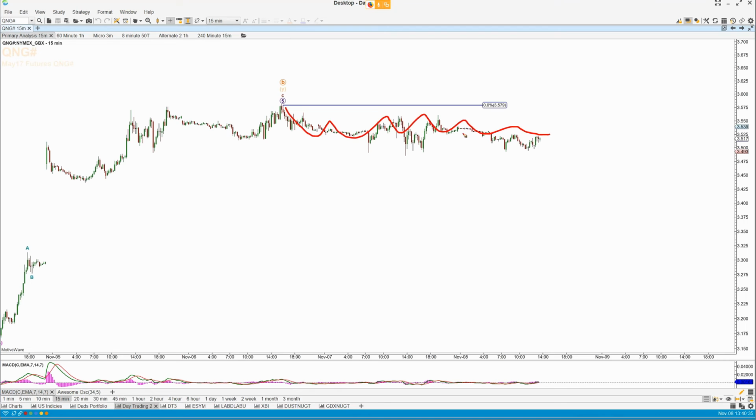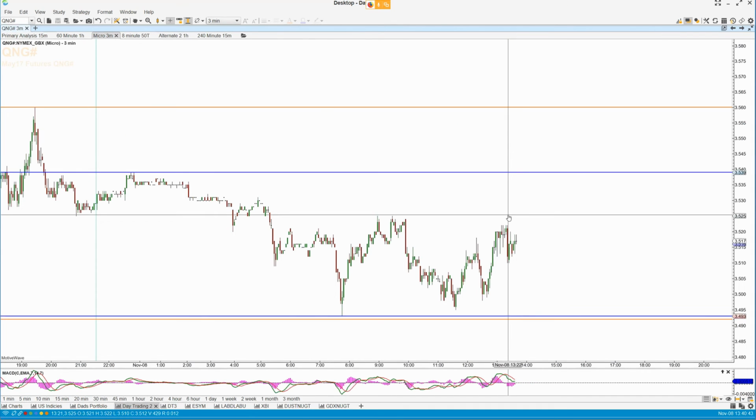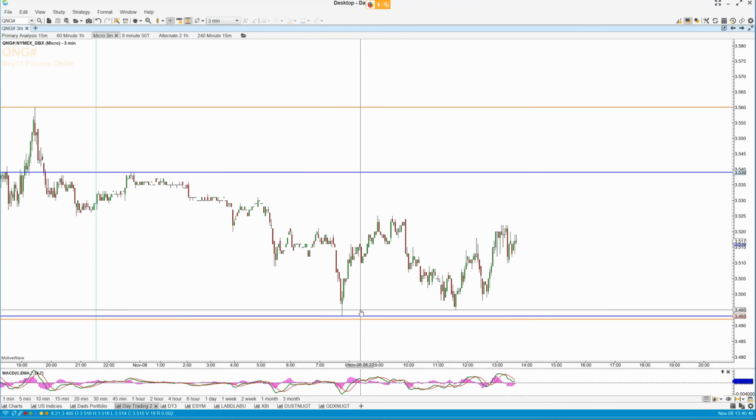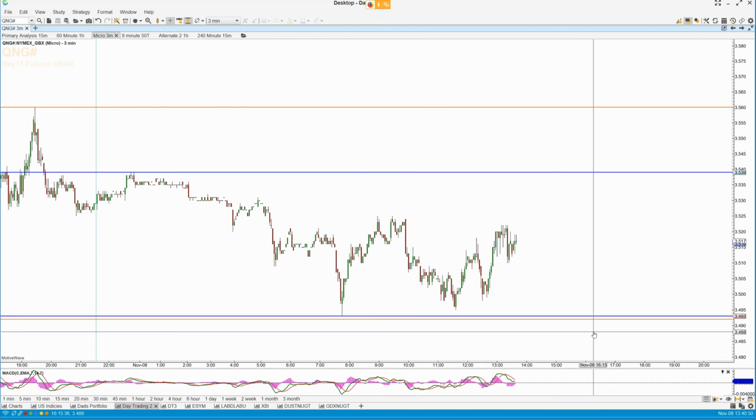And natty gas, I mean, this thing, you can count any which way you like. I'm looking for a bigger 5 down, 3 back to confirm that the top's in natty gas. And even on a day trading basis, this thing's been difficult.